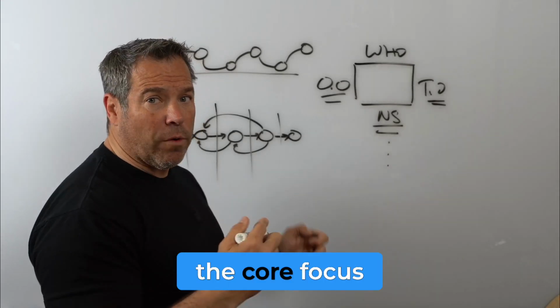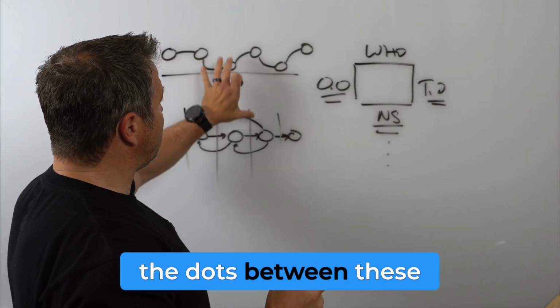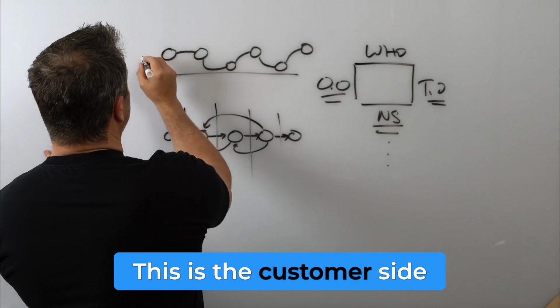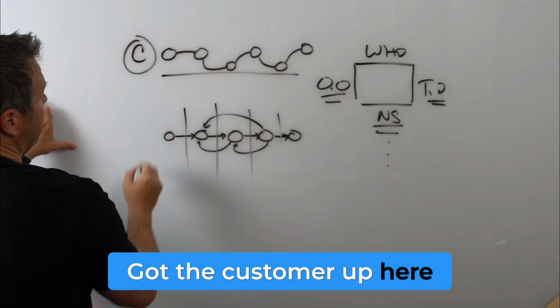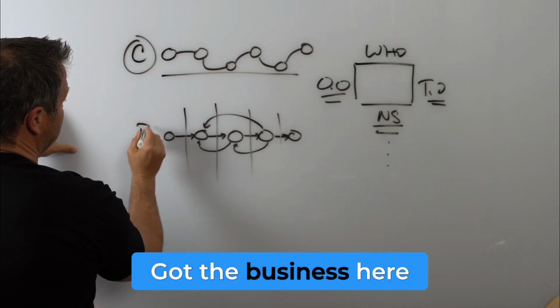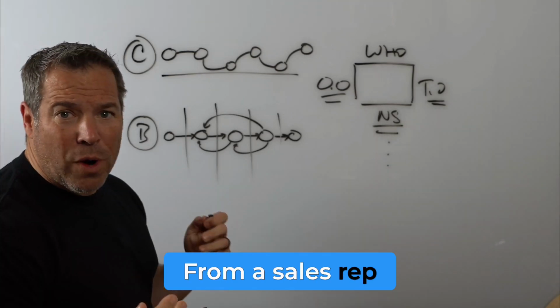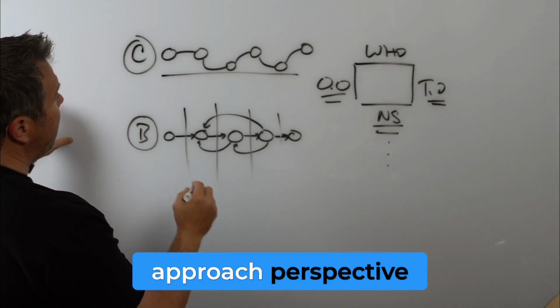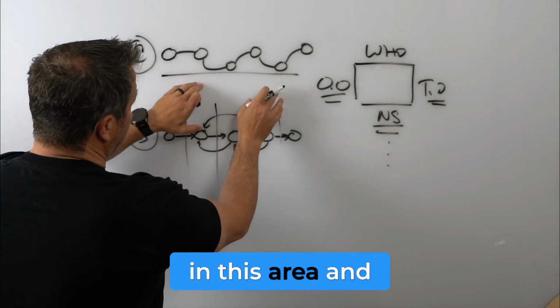Let's get back to the core focus though. How do we connect the dots between these two things? This is the customer side. Got the customer up here. This is our side. Got the business here. From a sales rep approach perspective, how do we engage in this area and bring things together?